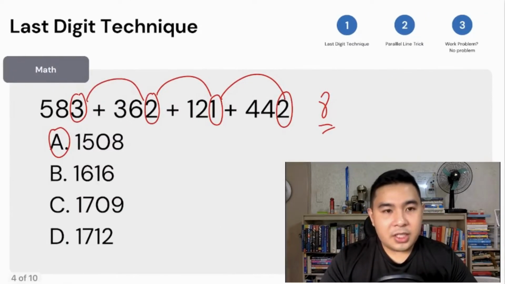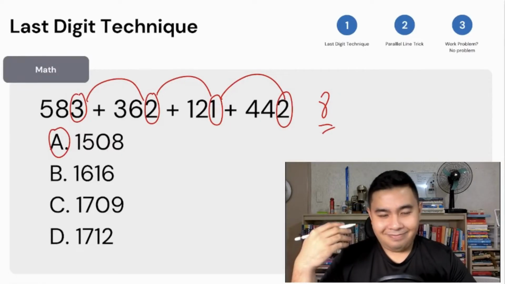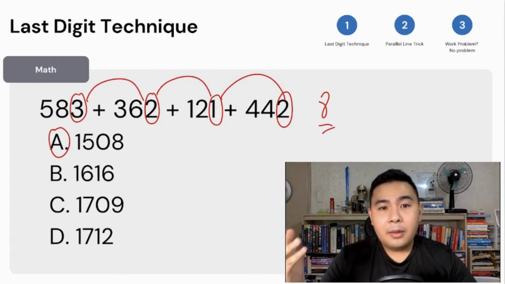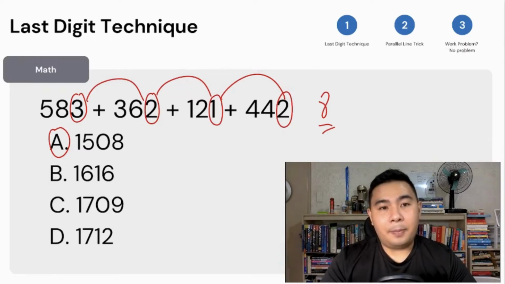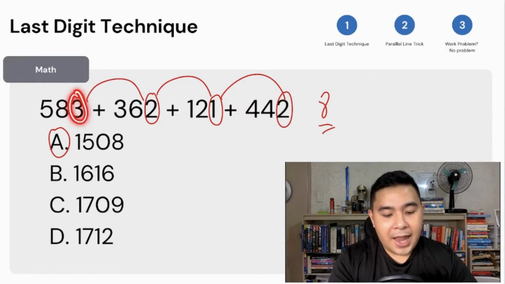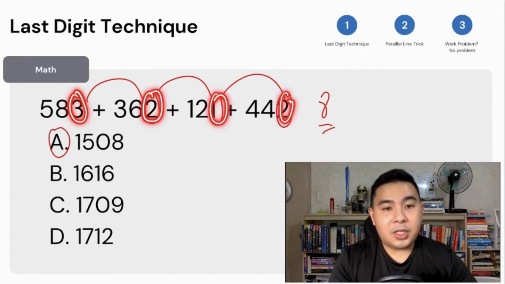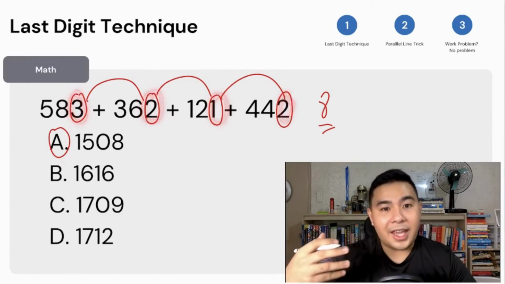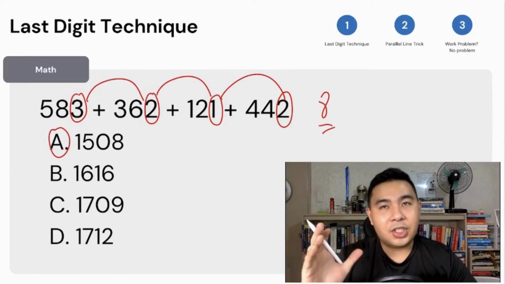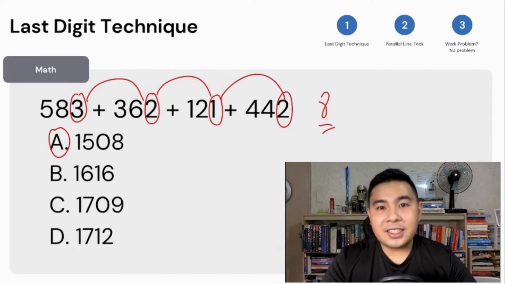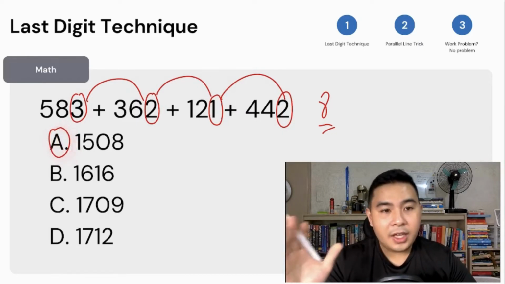Here in this case, we are using the last digit technique. You can go ahead and just add all of these digits up, but the thing is, it will take a lot more of your time. The easiest way to answer this would be to take the last digits. So in this case, 3 plus 2 plus 1 plus 2. You will get 8. And there's only one answer choice that has the digit 8, and that's letter A.